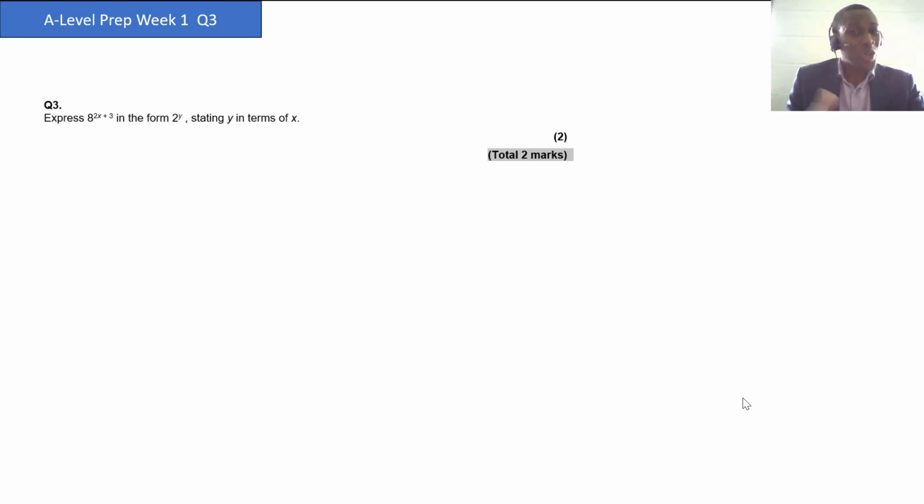Okay. Now this one is a little bit different. It's not identical, because we want 2 to the power of y, and well, you have 8 to the power. So what's the first thing you need to do? First thing you need to do is change the 8 to a power of 2.